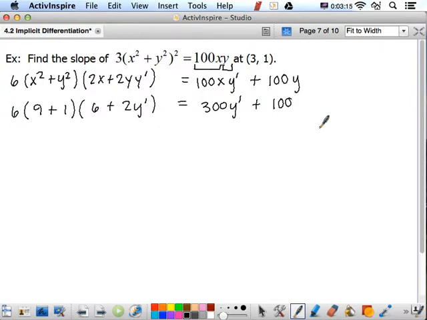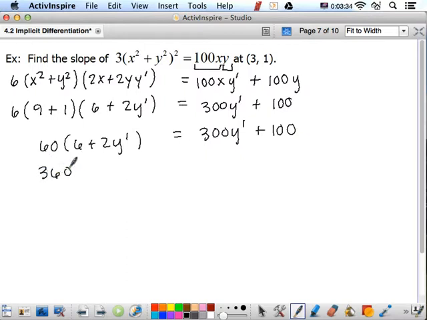We plugged in, and we have 6 times 10, so this would be 60. So that's 60 multiplied by 6 plus 2y prime is equal to 300 y prime plus 100. So we're getting a little closer. So really we have 360 plus 120 y prime equals 300 y prime plus 100. You can't stop until you isolate y prime.